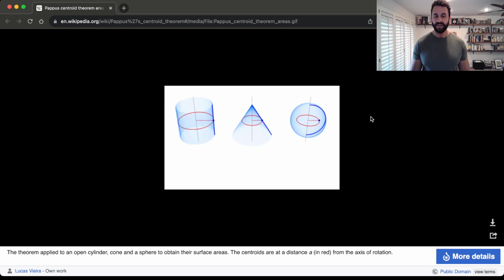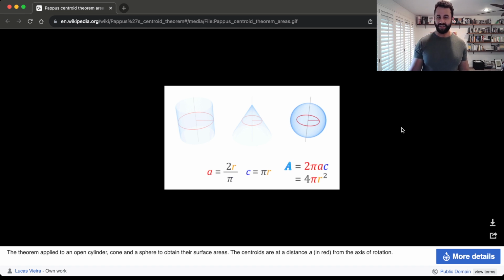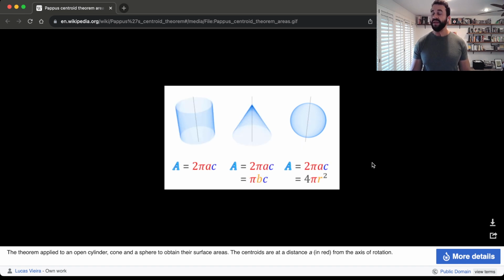There we go. So we actually found the centroid of this region in a previous example. So if we wanted to know the surface area or the volume, we could just take that centroid and multiply it by the distance there. Or I'm sorry, take the length of this and multiply it by the distance traveled to get 4 pi r squared. If we wanted to find the volume, we would take the area of that semicircle and multiply it by the distance traveled by the centroid.